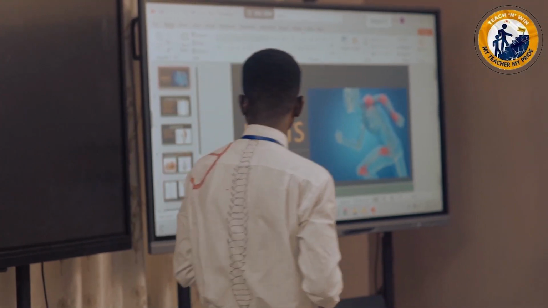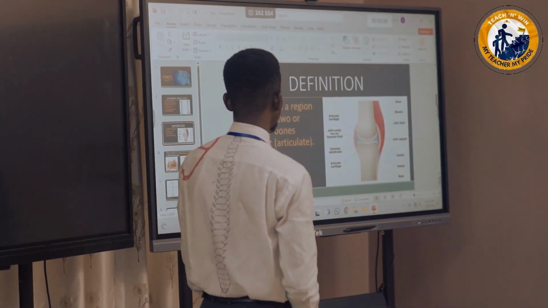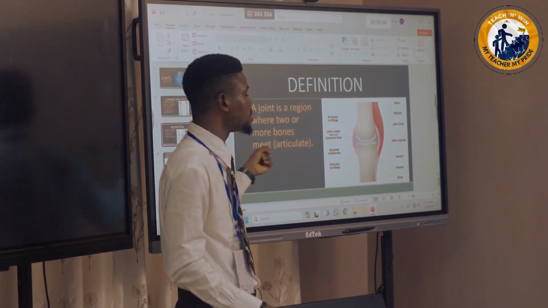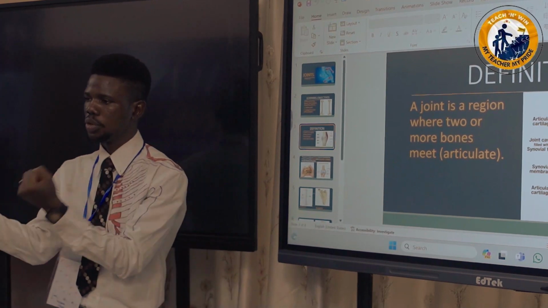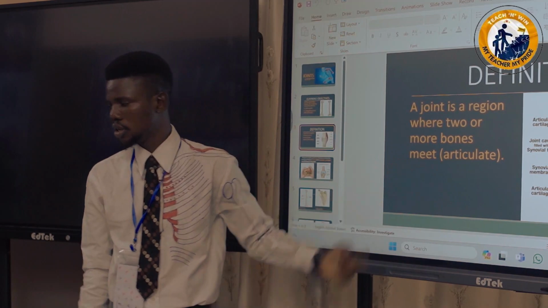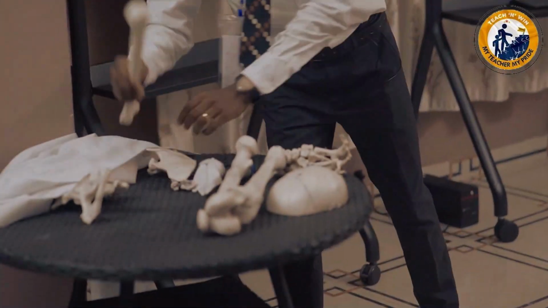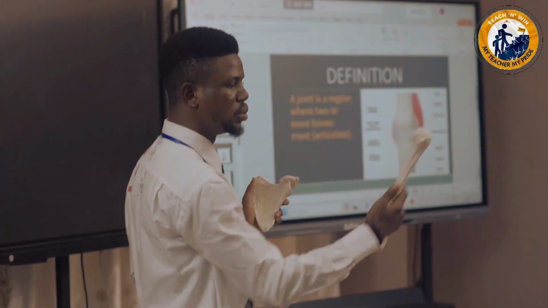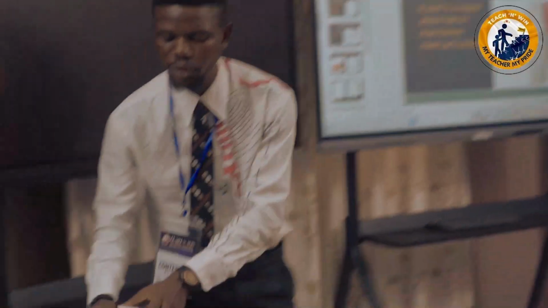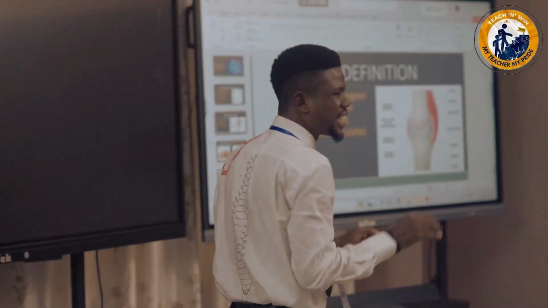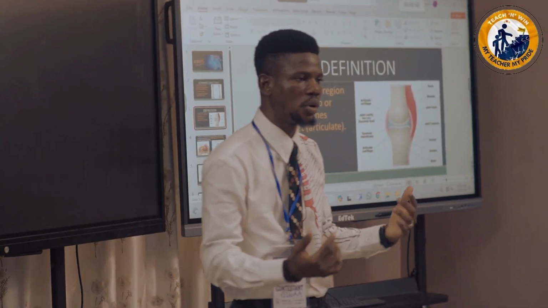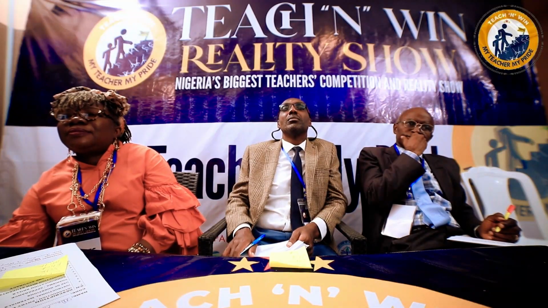So let's look at joints. So what do we call a joint? A joint is a region where two or more bones meet. So when we have two or more bones coming together in the body, they form a joint. And we can also use the word articulate for joint. Okay? So we might want to consider things like this. This is a bone. This is another bone. They come together. We call this place a joint. And more importantly, we should note that a joint is not a point. It is a region. So going back to that primary school song that says my head, my shoulder, my knee, my toe.